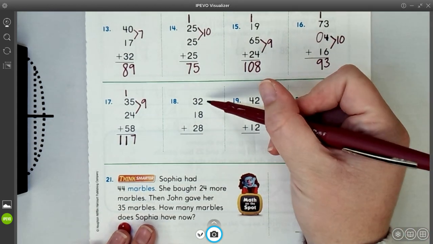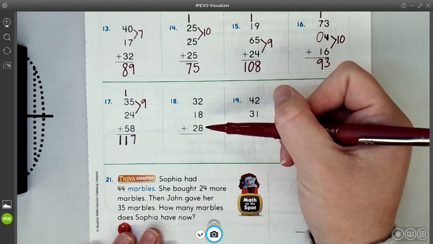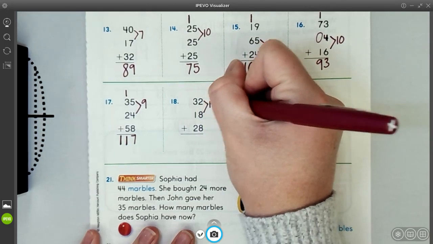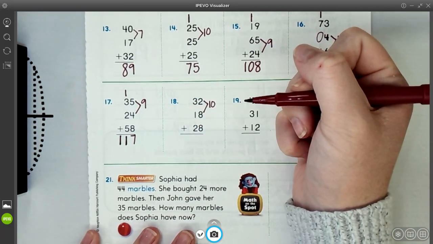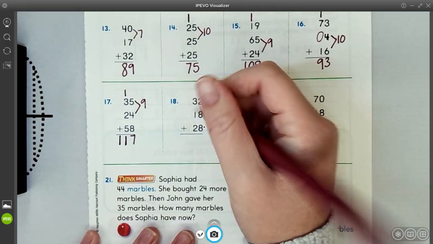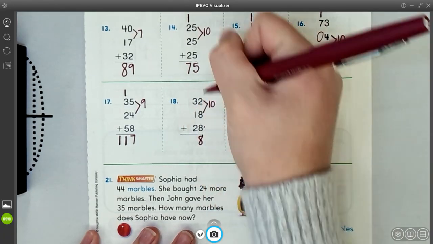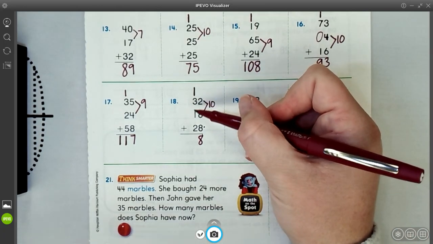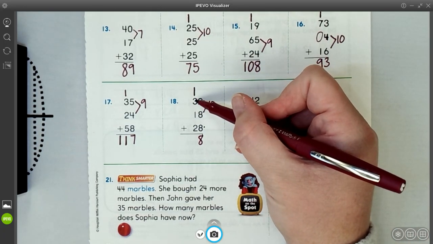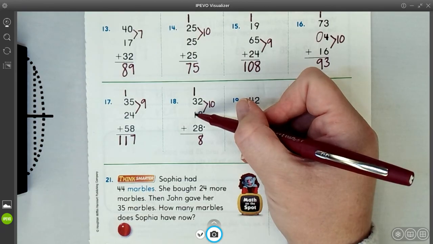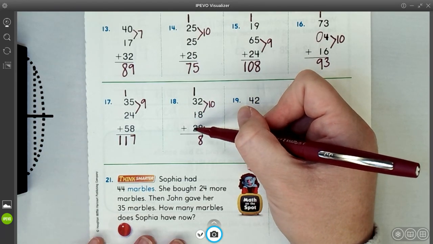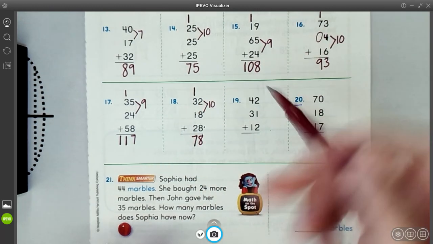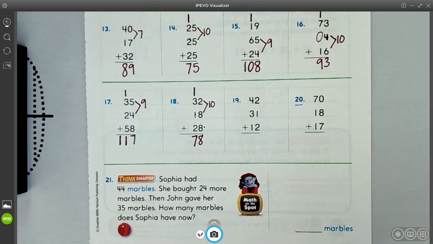Number 18, 32 plus 18 plus 18. All right, so 2 plus 8 equals 10, plus 8 more equals 18. Right there, and then I have my 8 in my ones place and a 1 regrouped into my tens place. Now I can add my tens. 1 plus 3 equals 4, plus 1 more equals 5, plus 2 more equals 7. 7 tens. So our answer is 78.